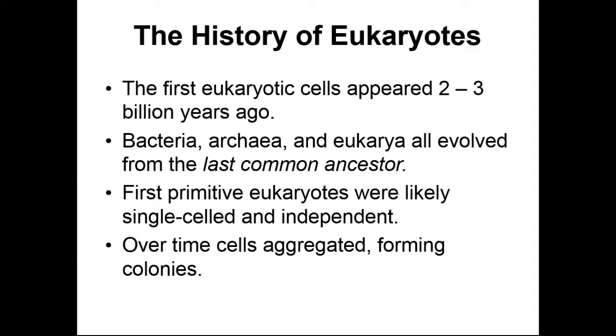Bacteria, archaea, and eukaryotic cells are believed to have all evolved from the same common ancestor, or last common ancestor. The first very primitive eukaryotic cells are believed to have been single-celled and independent. Multicellular eukaryotes are more recent in the geologic timeline. As time progressed, these single-celled eukaryotes would form colonies, and then the single-celled eukaryotes in colonies began to specialize. And this is the theorized progression from single-celled to multi-celled organism.